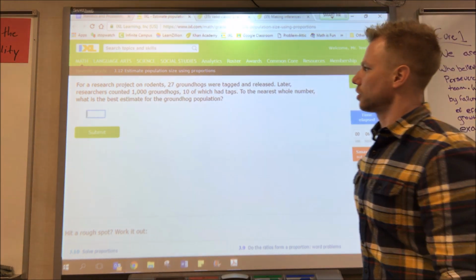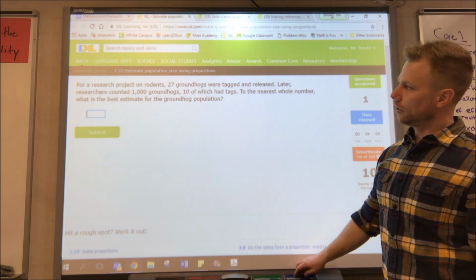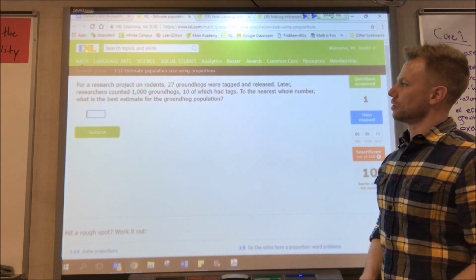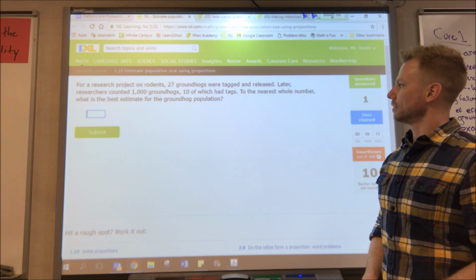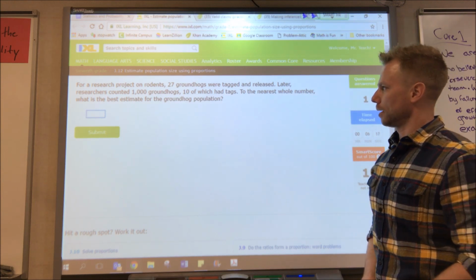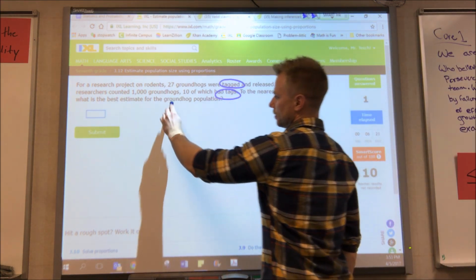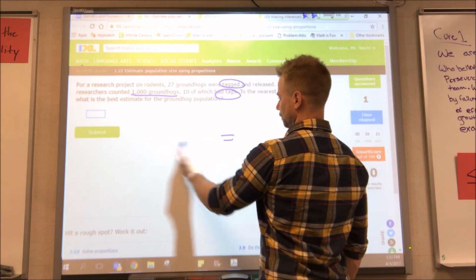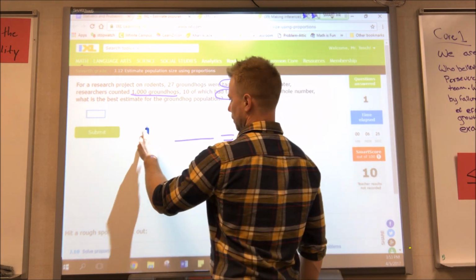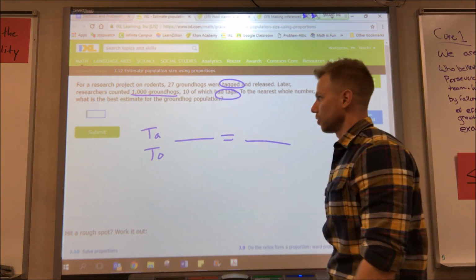For a research project on rodents, 27 groundhogs were tagged and released. Later, researchers counted 1,000 groundhogs, of which 10 had tags. To the nearest whole number, what is the best estimate of the groundhog population? Okay, again, we have tagged, and then we have total. So we'll set up our proportion, TA for tagged, TO for total.